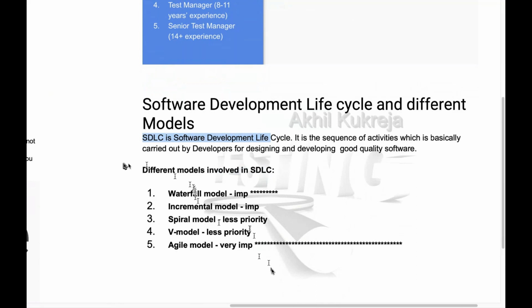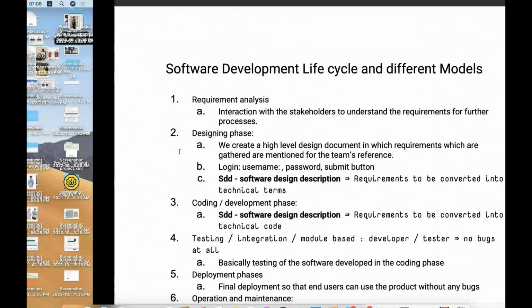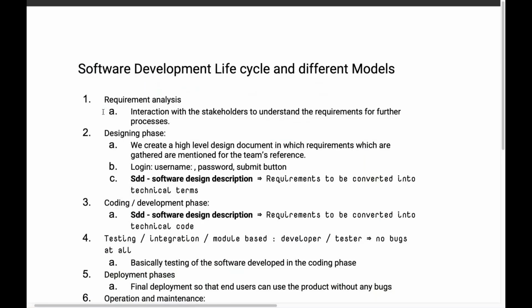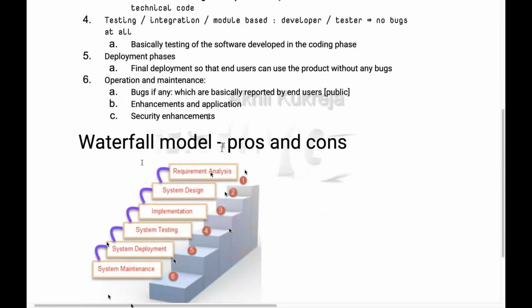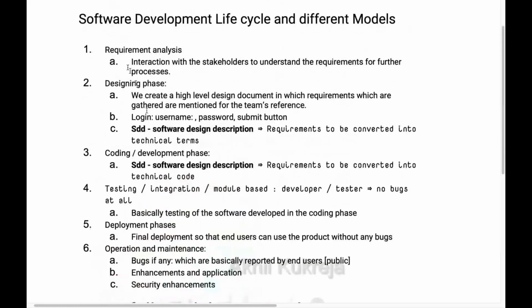Before we deep dive into these models, the very first thing you need to understand is the different phases. The very first phase is requirement analysis, and this is how your SDLC looks. The very first thing is requirement analysis. Then you have the designing phase. Then you have coding. Then you have testing, deployment, operation, and maintenance. Requirement analysis. What does this mean?